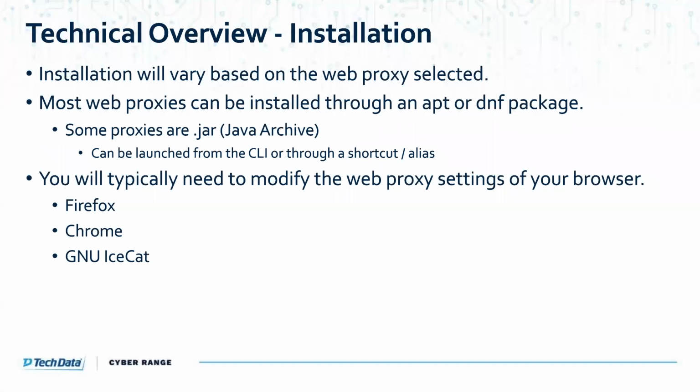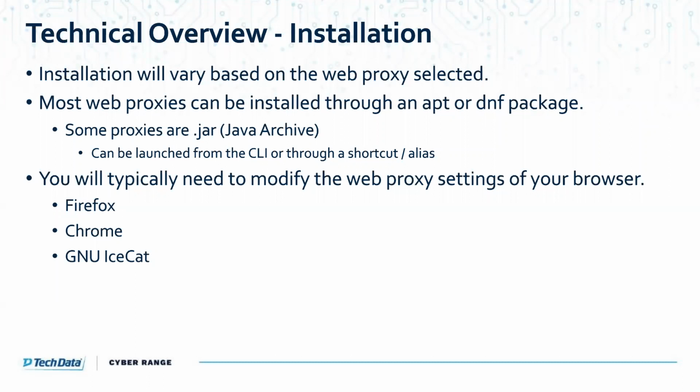Some proxies do come as a Java archive, so you might need to have Java installed on your system. Sometimes during the installation procedures, it will check if dependencies are met, and if they aren't met, it will fulfill them. Some of these web proxies can be launched through a shortcut or an alias, but you are as well able to launch them through the CLI. So that's how you would get it onto your system.